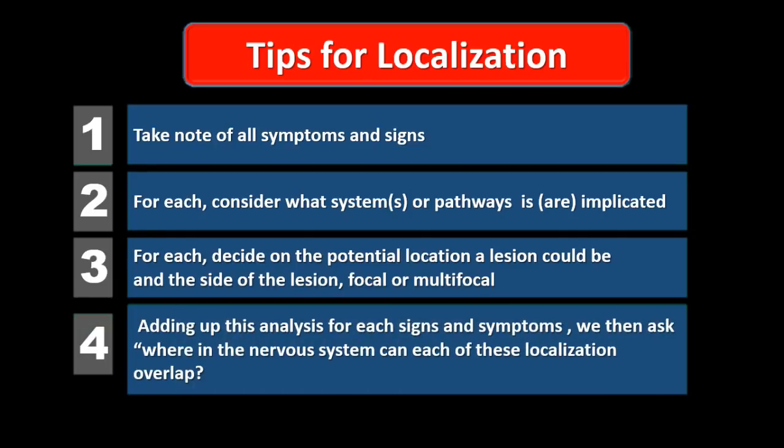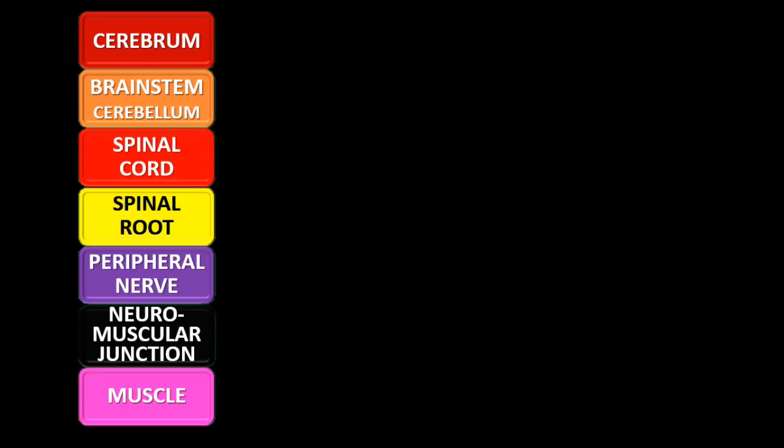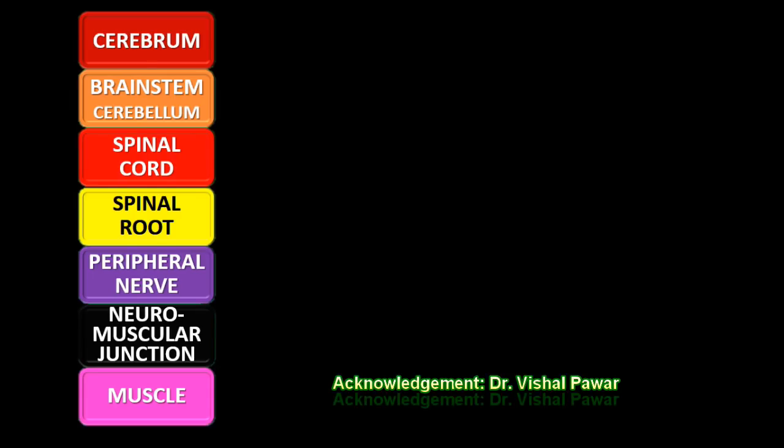So this is important, whether it's left or right. Having put together all the signs and symptoms, then you add them up. Then ask where in the nervous system can each of these localizations overlap. So if you have a corticospinal tract problem and then there's a weakness of the left arm, then you think, is the lesion in the spinal cord or in the cerebral hemisphere? There you are again, our different areas of the brain that can be affected.